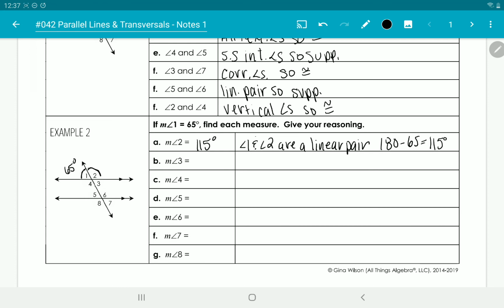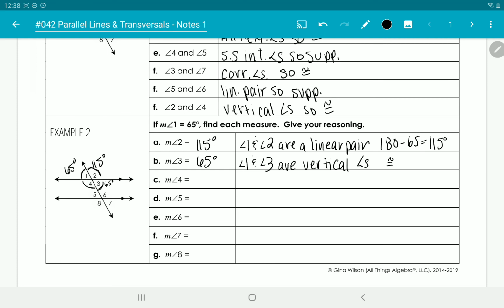Okay, now we can look at angle 3. We can use whichever one we want here. Let's go ahead and say that angle 1 and angle 3, so the one that they gave us and the one that we're looking for, you can see angle 1 and angle 3 are directly across from each other on the same intersection. Since they're directly across each other at the vertex, they're vertical angles. So they're congruent. So angle 1 and angle 3 are going to be the same. So that's going to be 65 degrees as well. Okay, so I'm going to write it like that.